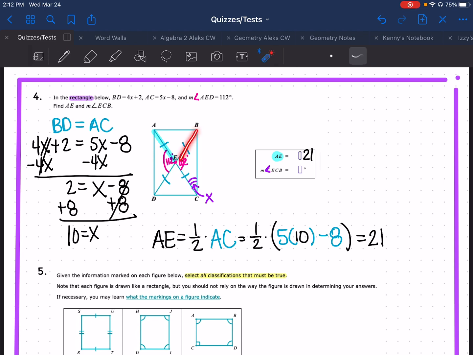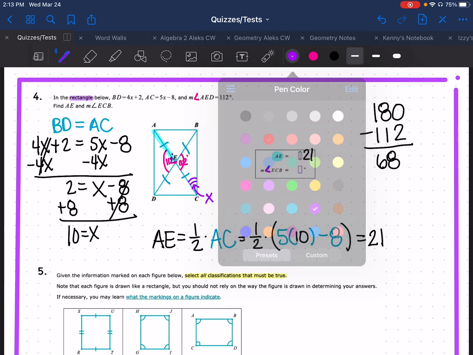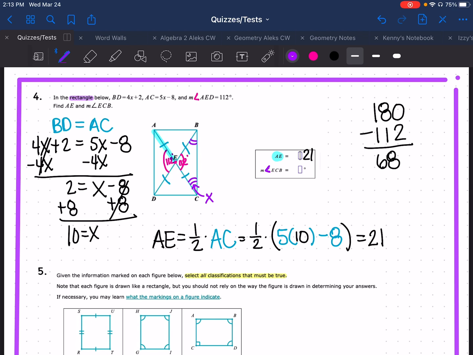Now I have a triangle that I know one of the angles to, and I know that the other two angles are equal. I'm going to use the fact that a triangle is 180 degrees, and I'm going to subtract the angle that I'm given, 112, which gives me 68. In my triangle, I have 68 degrees left, and I have two equal angles. So all I have to do is take this and divide it by 2, and that's going to give me what my purple angle is, which is 34 degrees.